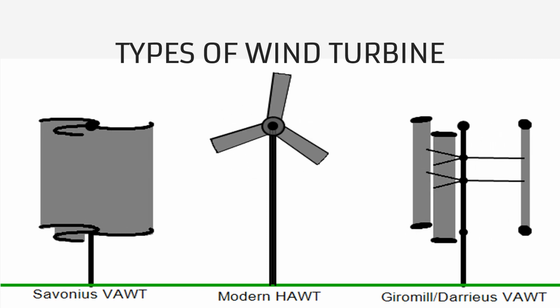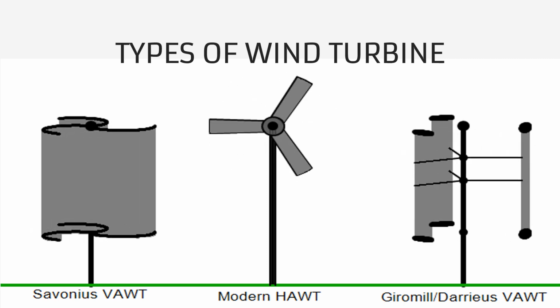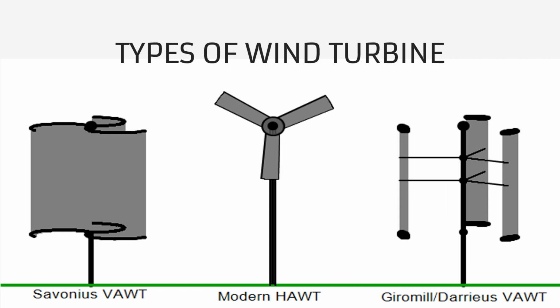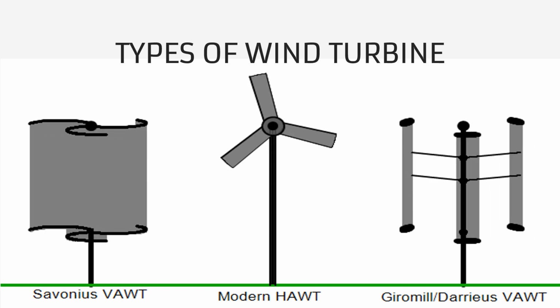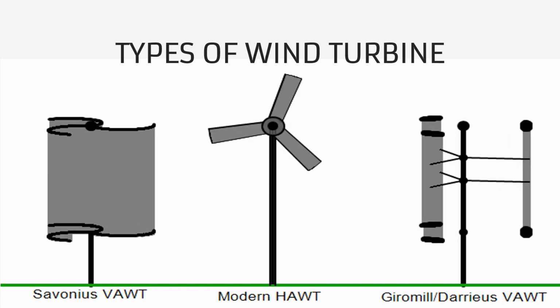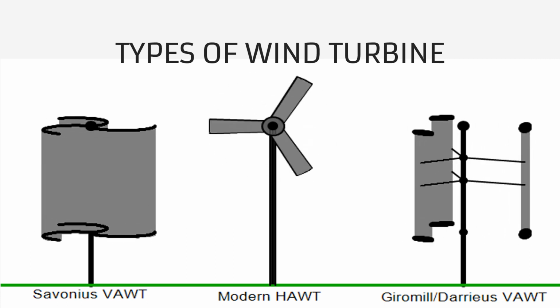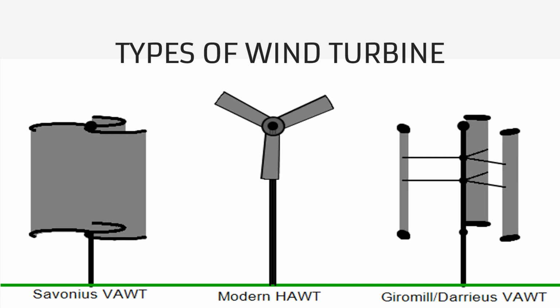Then comes the Savonius wind turbine. These turbines have a vertical axis and use curved blades that resemble a half cylinder. As the blades rotate, they create both lift and drag, which turns the rotor. Savonius turbines are often used for low-speed applications such as water pumping or ventilation.